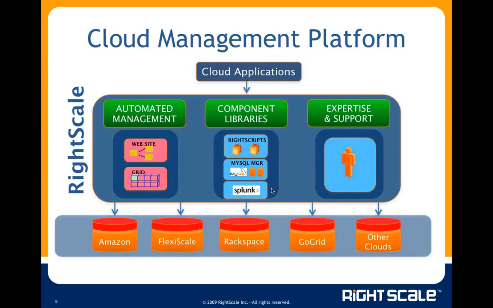Important also to note, RightScale is multi-cloud. In addition to support for our long-standing partner, Amazon, we also support FlexiScale, SliceHost from Rackspace, GoGrid, and then an open source initiative called Eucalyptus.